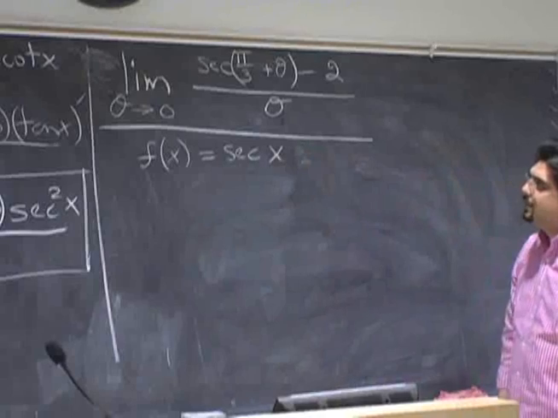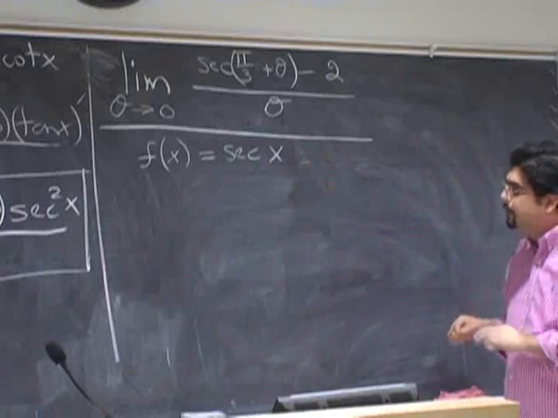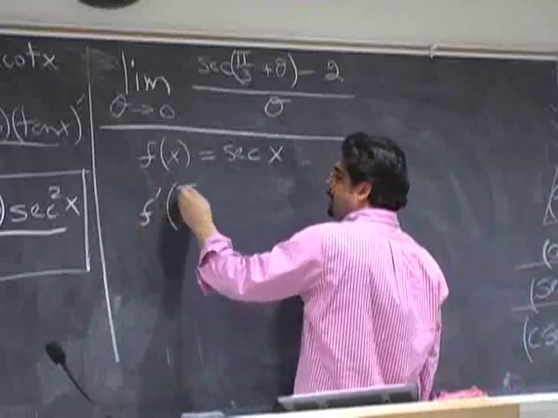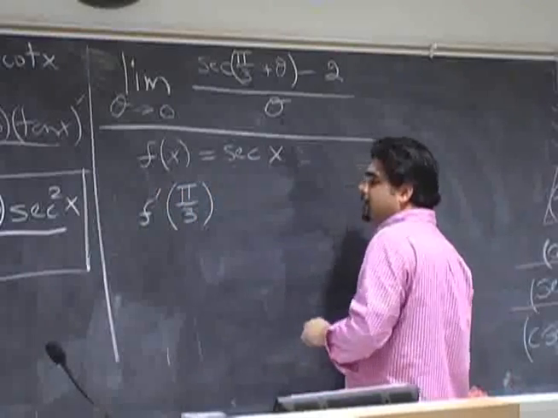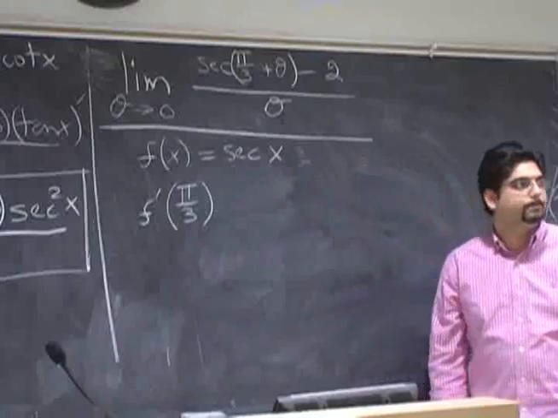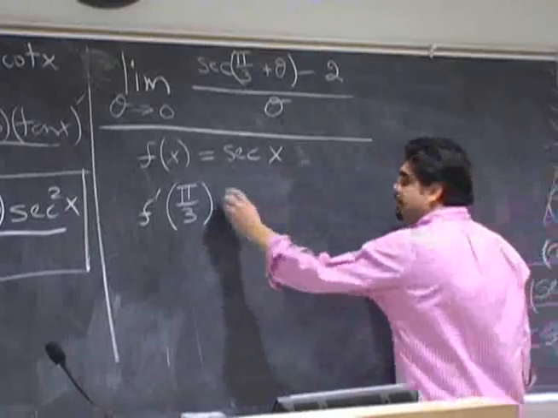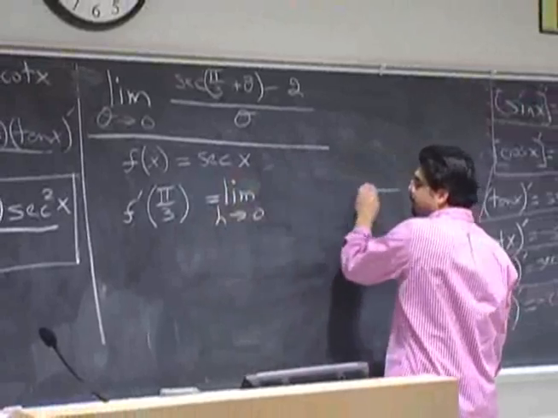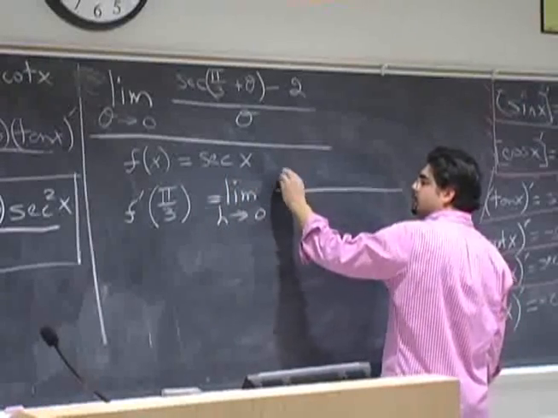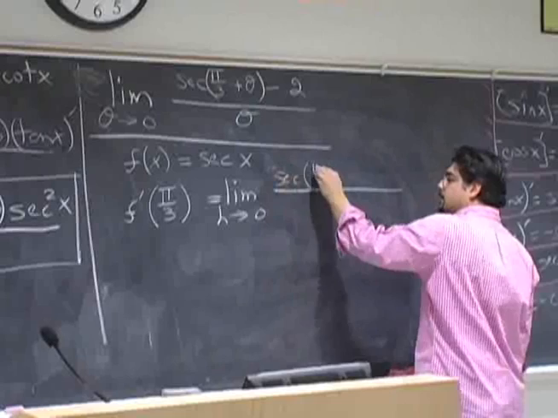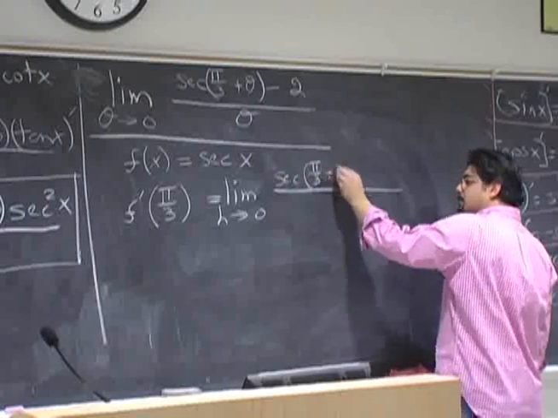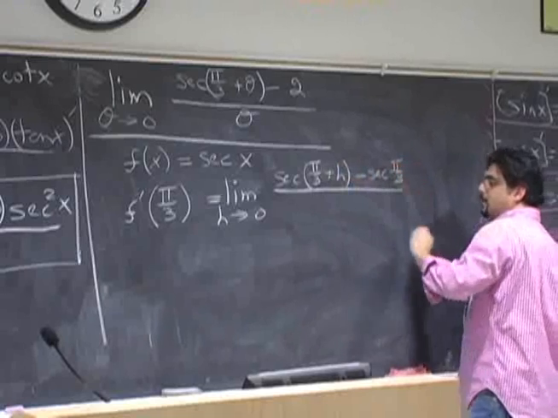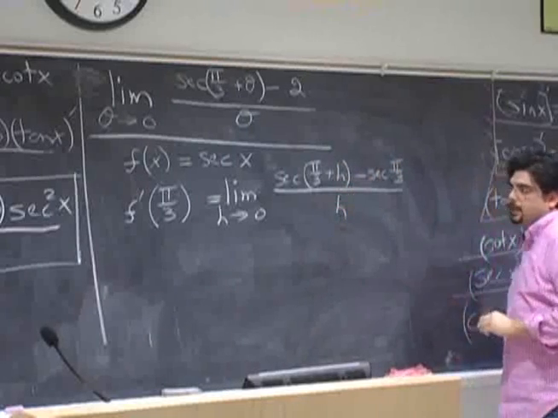Let's say f of x equals secant x, right? How would you write down f prime of pi over 3 using the definition? Using the definition, that would be the limit as h goes to 0 of secant pi over 3 plus h minus secant pi over 3 over h. Right?